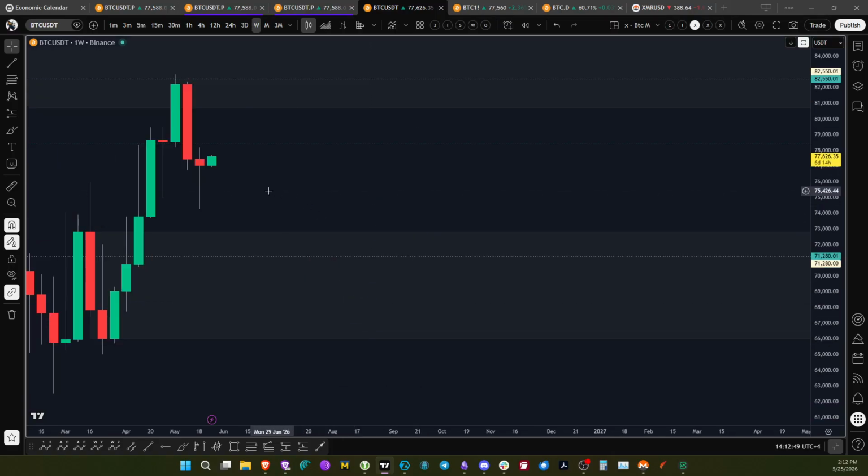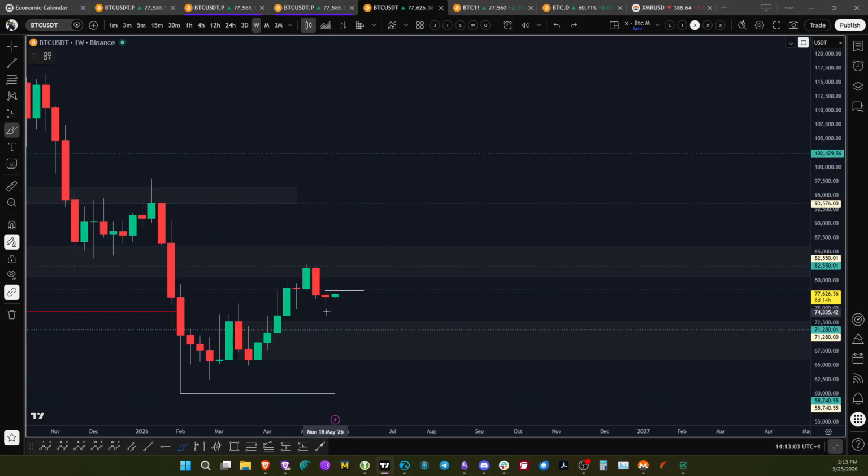So the draw on liquidity is still the previous week high here. If we fail to hold above here, and we deviate back below, that's a short signal for me, and I'll look for the downside. But if we reclaim, start getting acceptance above the previous week high, then I think the draw on liquidity would be towards 81,000, somewhere here.